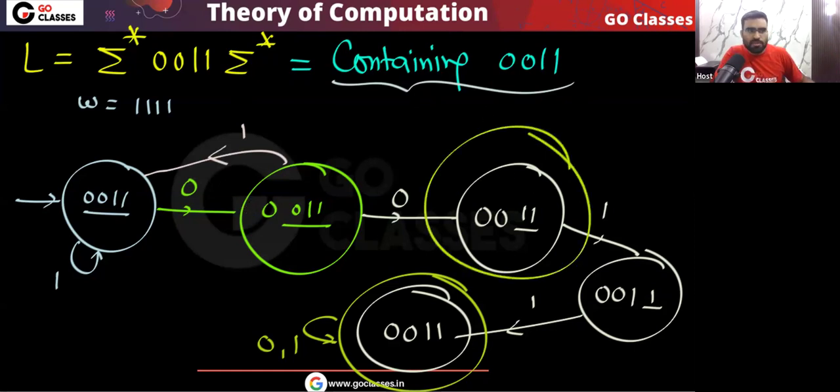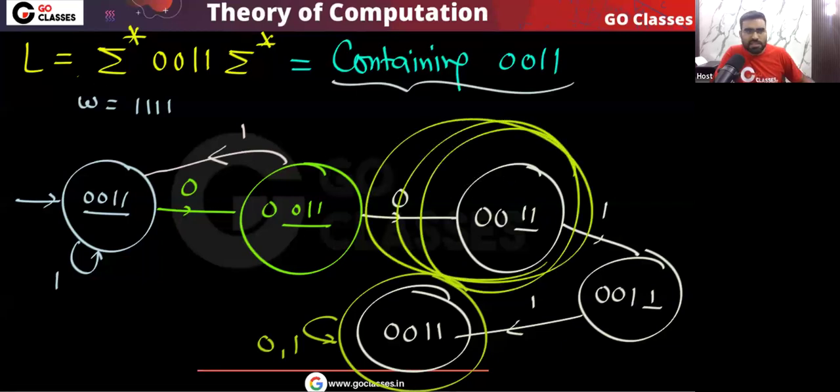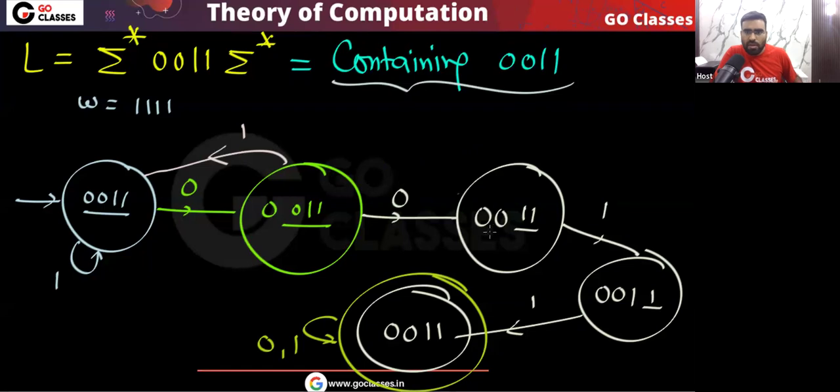In this state, if 0 comes, look at this state. We have already seen 00. If another 0 comes, no problem, because we are waiting for 11 and we have already seen 00.